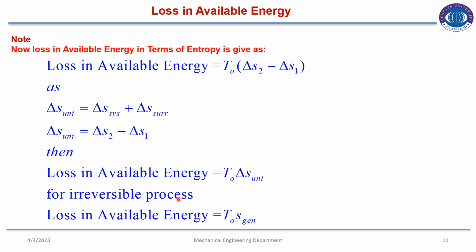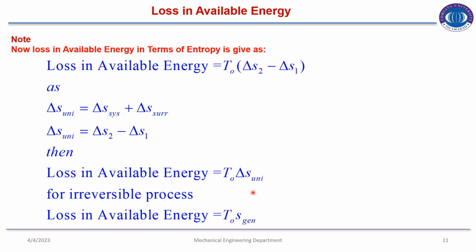And for the irreversible process, we know that del S universe is equal to S generation, because in the irreversible process there is an entropy generation. So loss in available energy is equal to T0 S generation. So these are also different relations to calculate the loss in the available energy. If we have been given an irreversible process, we will use that relation, the T0 S generation term, to calculate the loss in available energy.